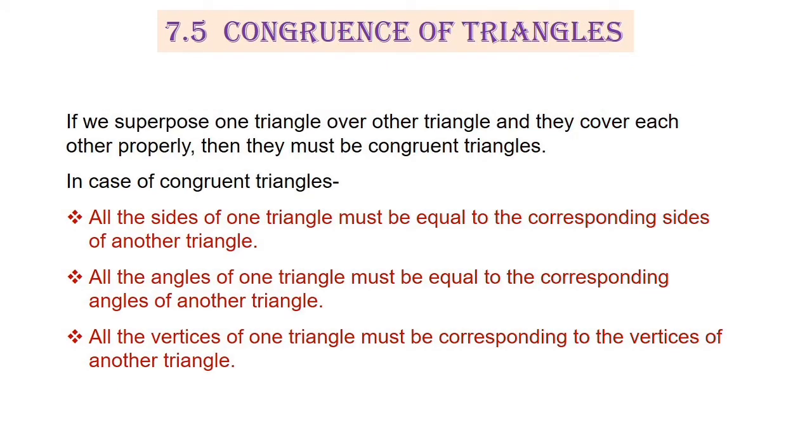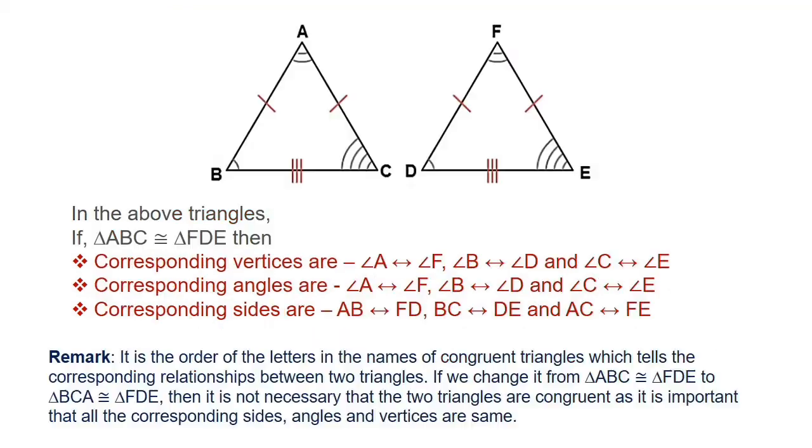Congruence of triangles. If we superpose one triangle over another triangle and they cover each other properly, then they must be congruent triangles. In the case of congruent triangles, all the sides of one triangle must be equal to the corresponding sides of another triangle. All the angles of one triangle must be equal to the corresponding angles of another triangle. All the vertices of one triangle must correspond to the vertices of another triangle.